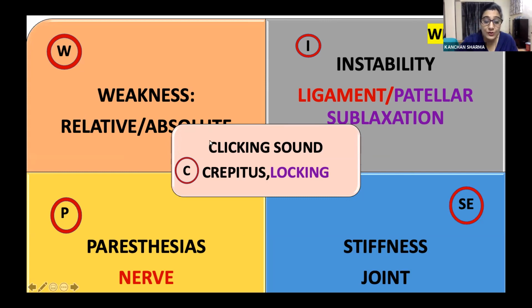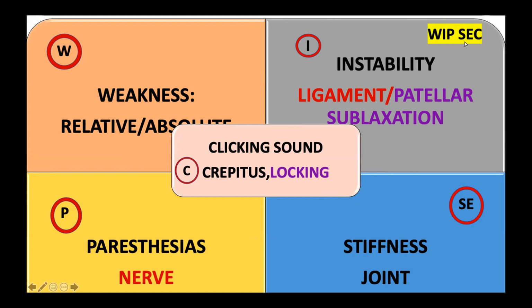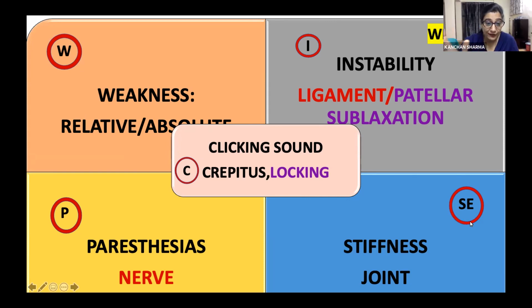Then P was for paresthesia. Paresthesia is usually what you will get when there is an entrapment of the nerve. S was your stiffness. Stiffness, you can get it in both the inflammatory as well as the degenerative pathology, but the duration of the stiffness will be more than 30 minutes if there is an inflammatory component, and it will be less than 30 minutes if it's a degenerative component.